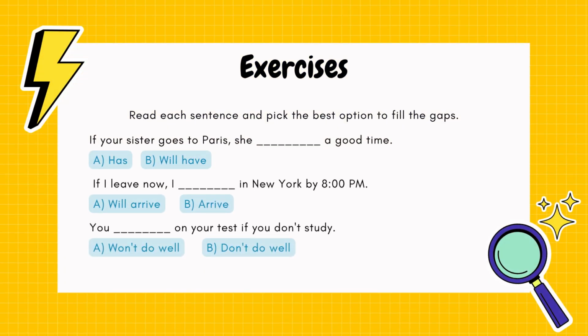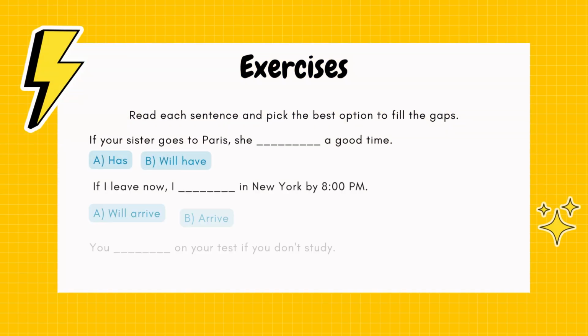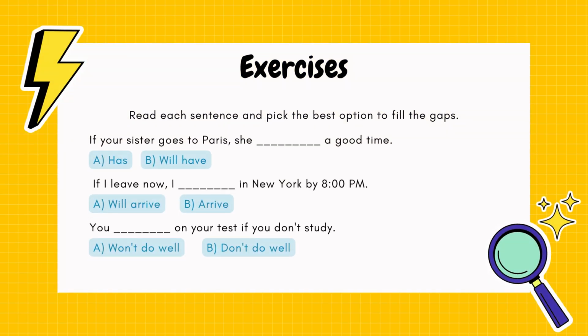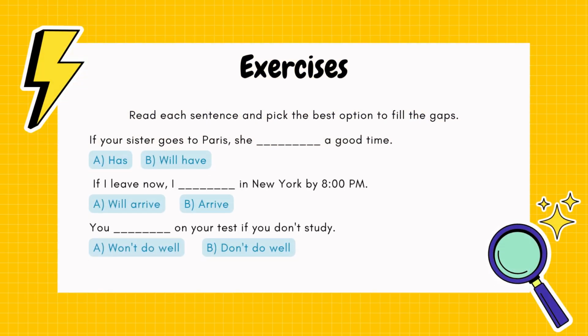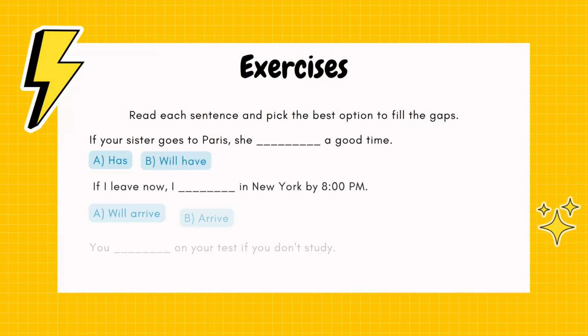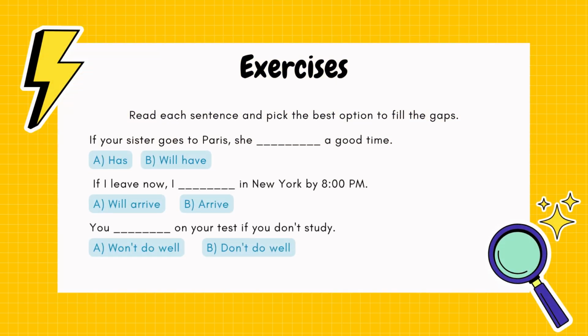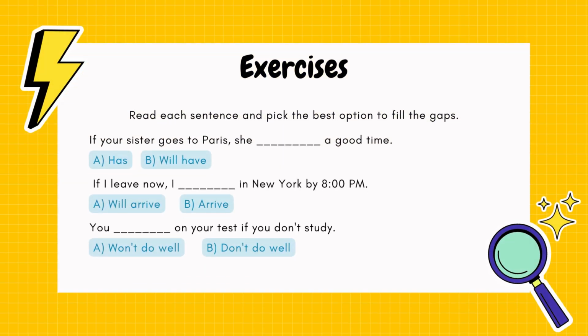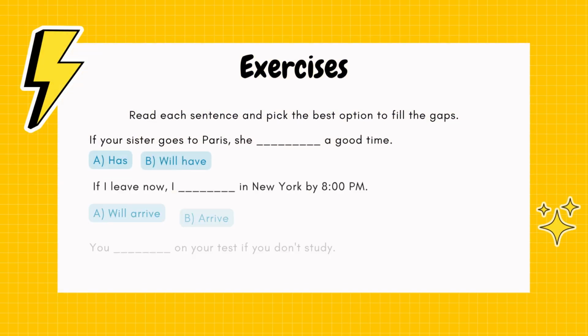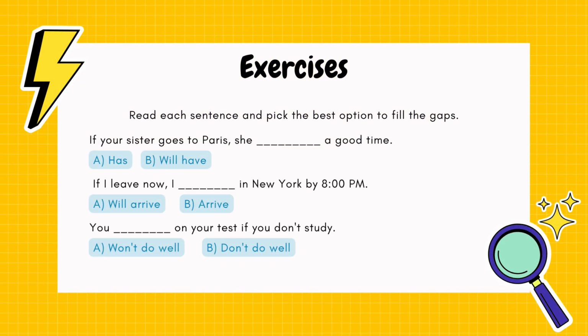Exercises. Read each sentence and pick the best option to fill the gaps. If your sister goes to Paris, she blank a good time. A. Has. B. Will have. If I leave now, I blank in New York by 8 p.m. A. Will arrive. B. Arrive. You blank on your test if you don't study. A. Won't do well. B. Don't do well.